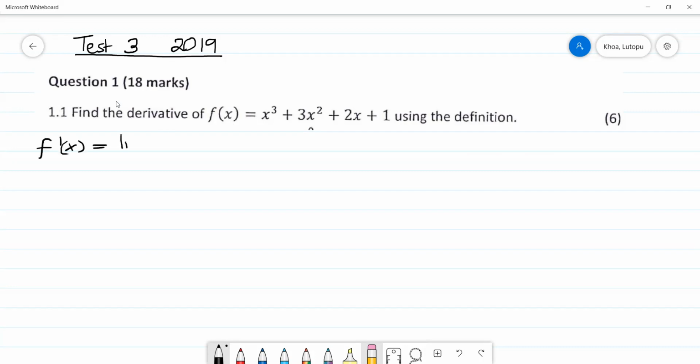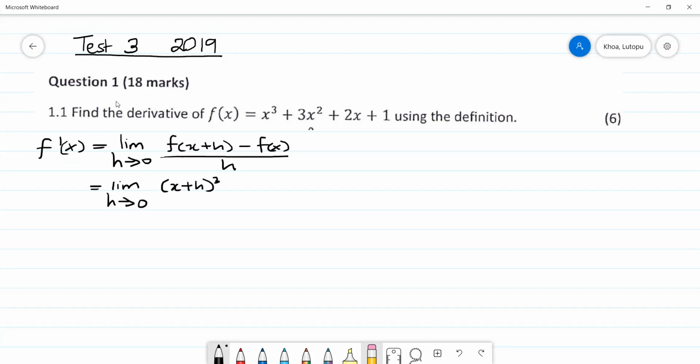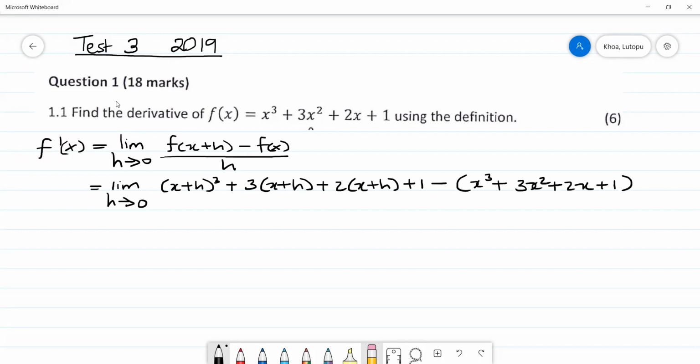This is equal to the limit as h goes to 0 of f of x plus h minus f of x, everything is over h. So everywhere you have x, you're going to replace the x with x plus h and then simplify. As long as you have not substituted, you need to keep writing this limit as h goes to 0. So here you'll have x plus h cubed plus 3 times x plus h squared plus 2 times x plus h plus 1 minus x cubed plus 3x squared plus 2x plus 1, and this is all over h.